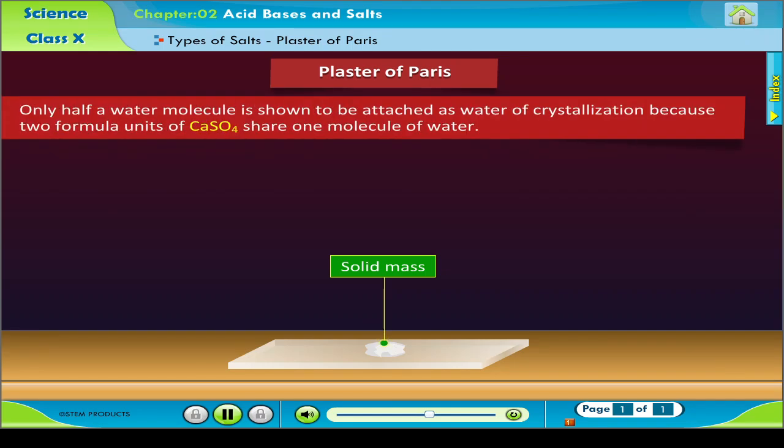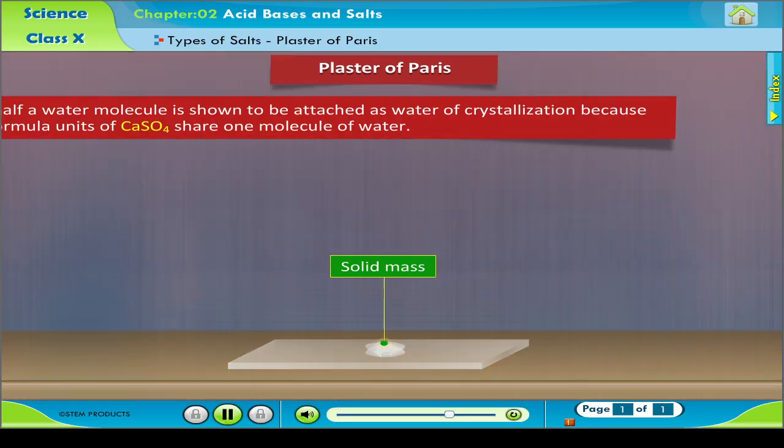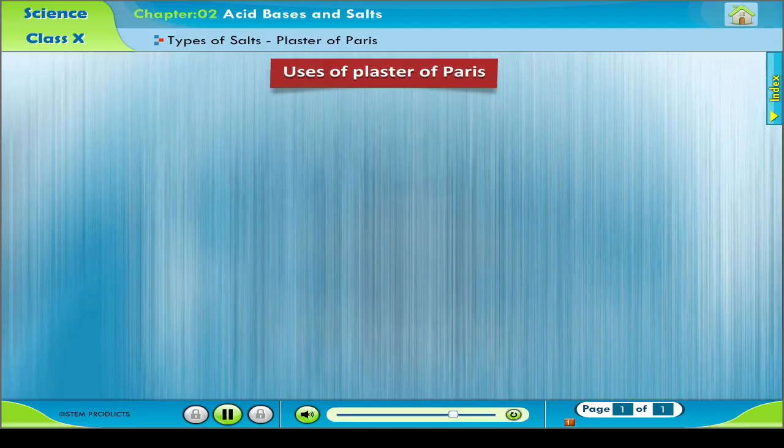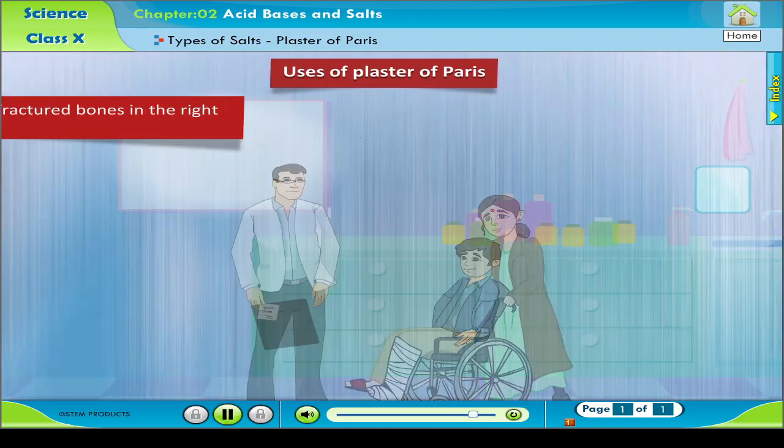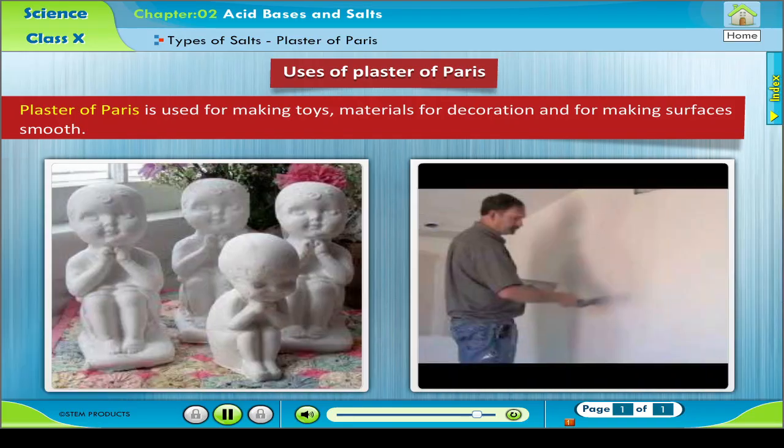Only half a water molecule is shown to be attached as water of crystallization because two formula units of CaSO4 share one molecule of water. Uses of plaster of Paris. Plaster of Paris is used by doctors as plaster for supporting fractured bones in the right position. Plaster of Paris is used for making toys, materials for decoration, and for making surfaces smooth.